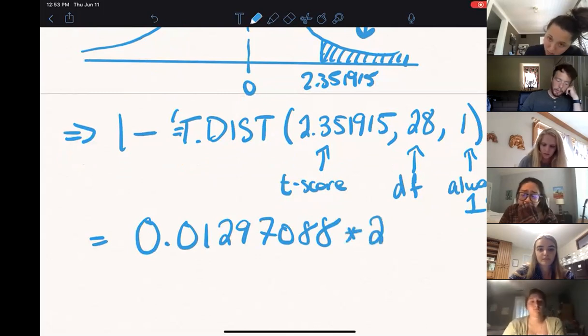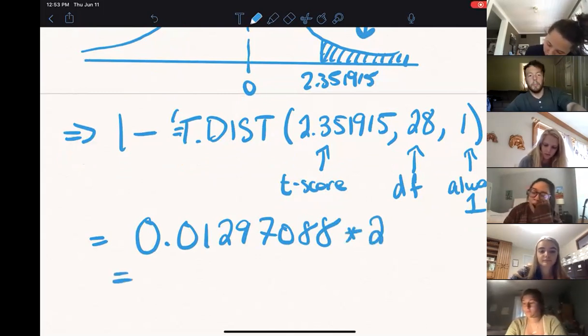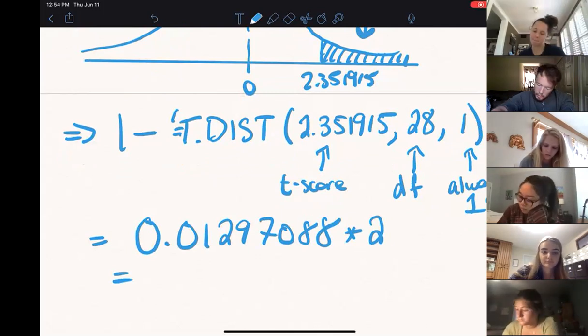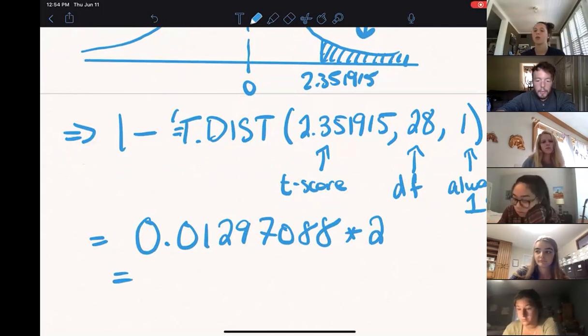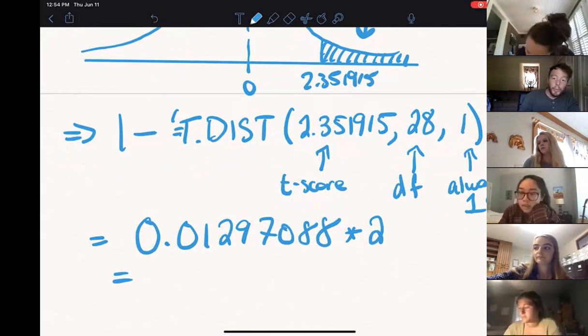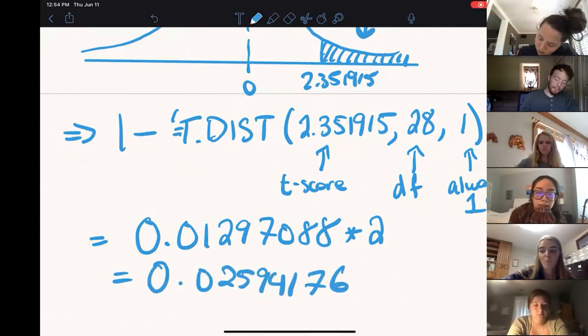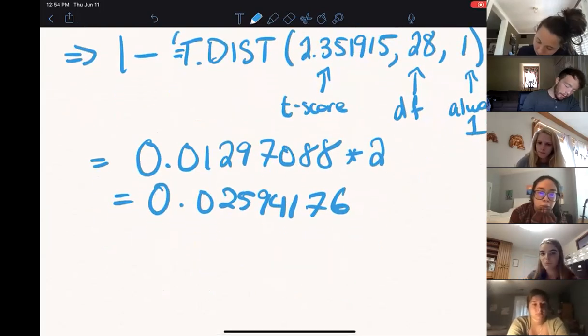And I think we want to times this by 2, right? Because it was a two-sided hypothesis test, which, oop, I didn't actually calculate this. Let's see what that is. 0.01297088 times 2 is 0.0259417. Nice. So this is our p-value.